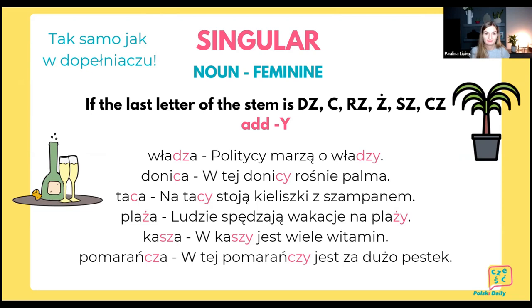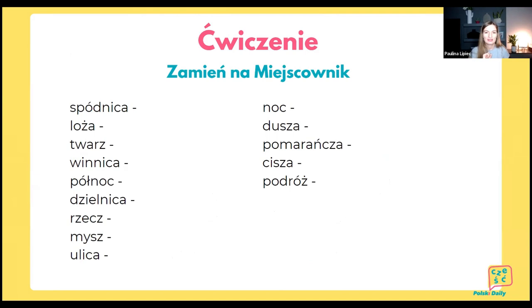Pomarańcza. W tej pomarańczy jest za dużo pestek. There are too many seeds in this orange. Very small exercise. As you can see, I didn't find so many words that would end with these letters. They just didn't come naturally to my head. I was even reading a book and trying to find some extra words for you, but there were not so many there. So it's not that common, let's assume.